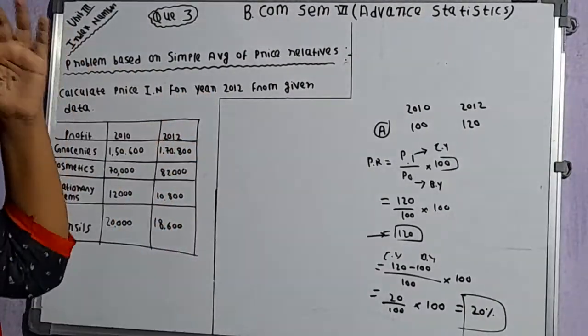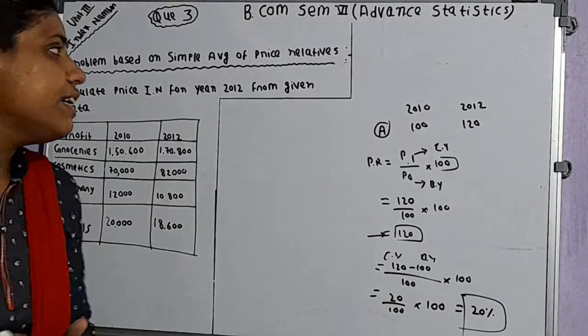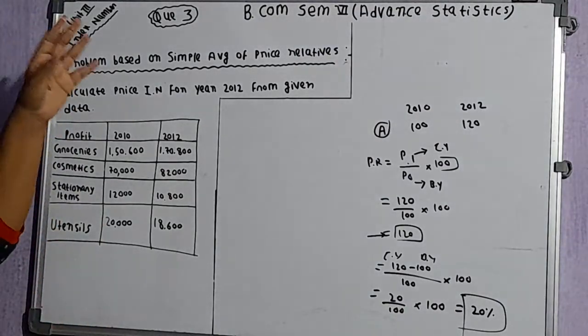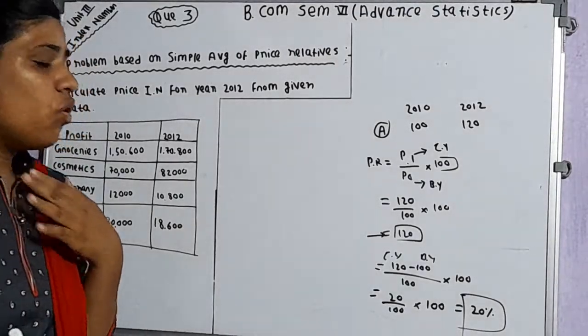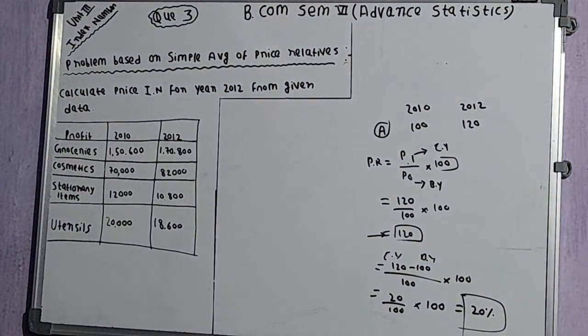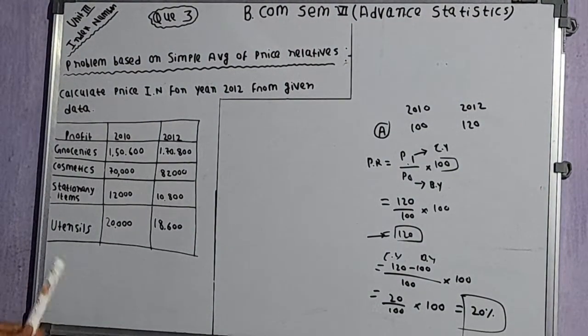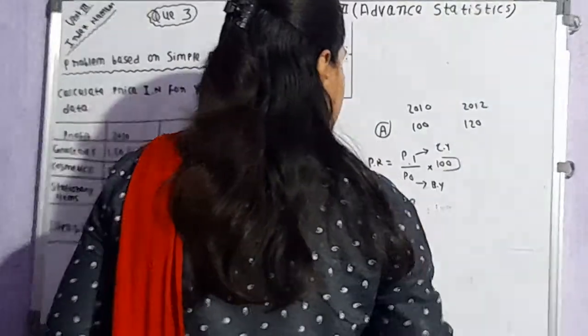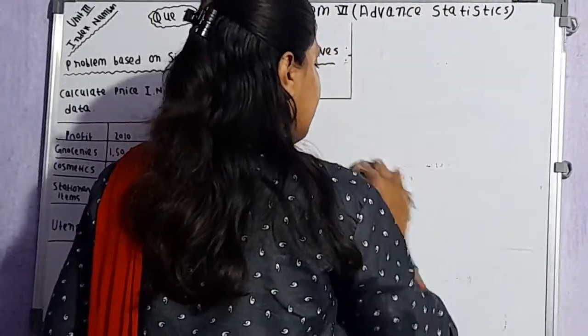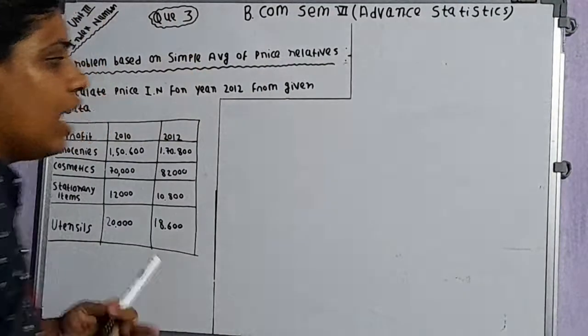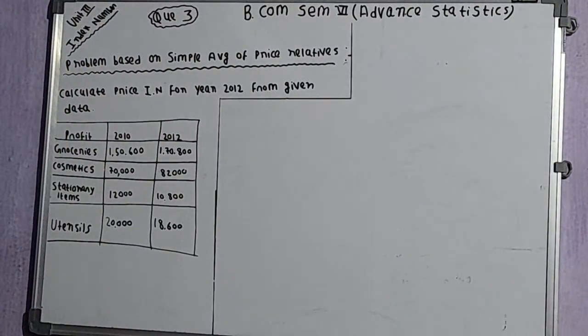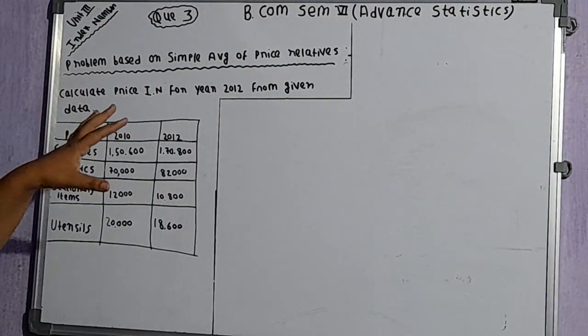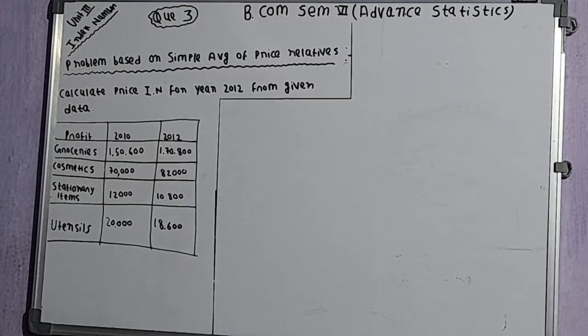So basically, when we talk about problems dealing with the simple average of price relative, first of all we have to compute the price relative for each and every item given in the question. After that we compute the summation of those price relatives, and with the help of that we compute the index number. Let's try to understand this concept with the help of a numerical example.